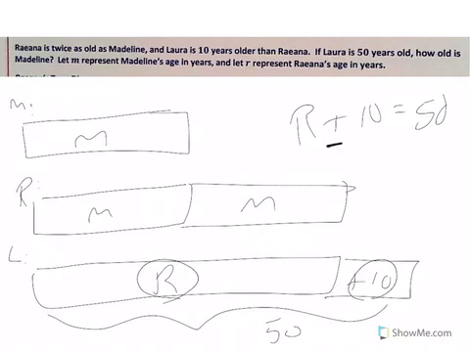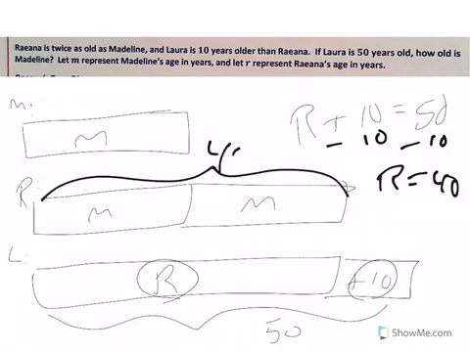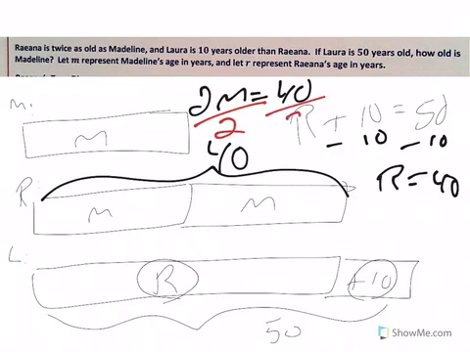I see plus 10. I'm going to subtract 10 on both sides. We get R equals 40. So now I know Raina is 40. So we have 2 M's equals 40. I want to get that M by itself. So I'm going to divide by 2 on both sides. That cancels out. M equals 40 divided by 2, which is 20. So Madeline is 20 years old.